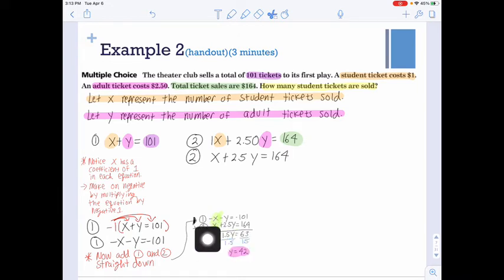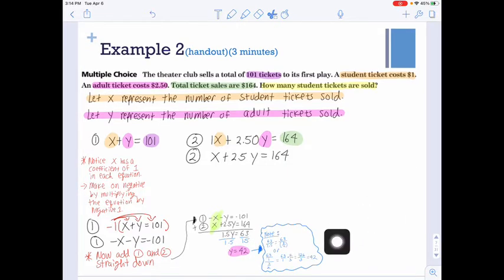Adding straight down, we get negative x plus x, which is 0. Negative y plus 2.5y gives us 1.5y. Negative 101 plus 164 gives us 63. Our goal is to get y all by itself. We have 1.5 times y, so we can divide both sides by 1.5 to get 1.5 divided by 1.5 is 1, so we have 1y, or just y. 63 divided by 1.5 gives us 42.